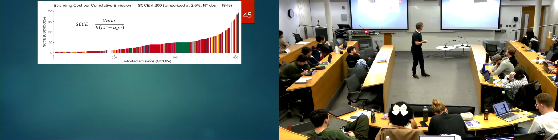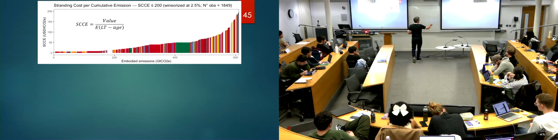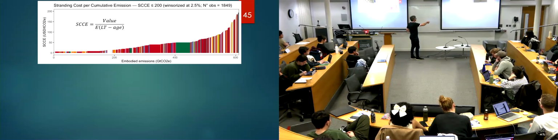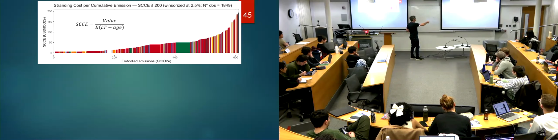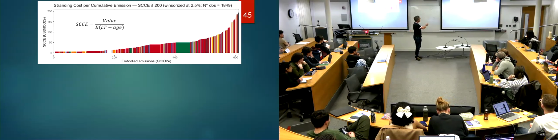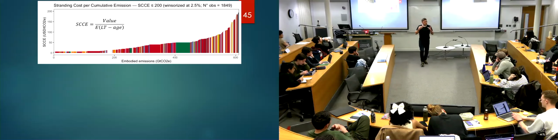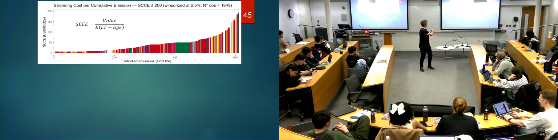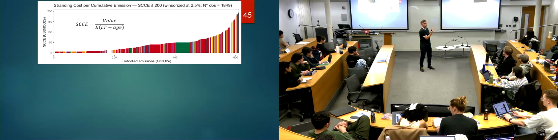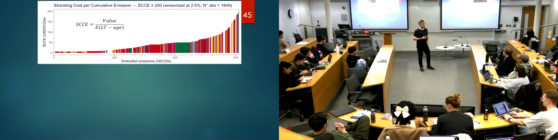Then we looked at the value of the company divided by the remaining emissions. This is the lifetime of the company. We set it at 40 years, and then we have the age of the company, of the assets. And so, the value divided by the remaining emissions. So if I close down the company, I lose the value of the company, and then I avoid these emissions. So it's a social cost of cumulative emissions.